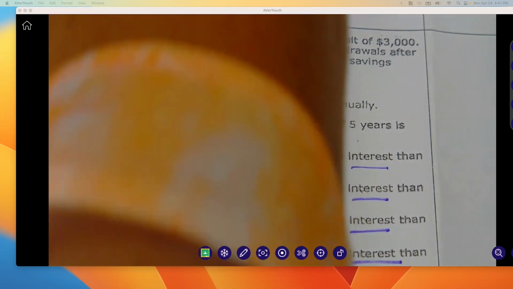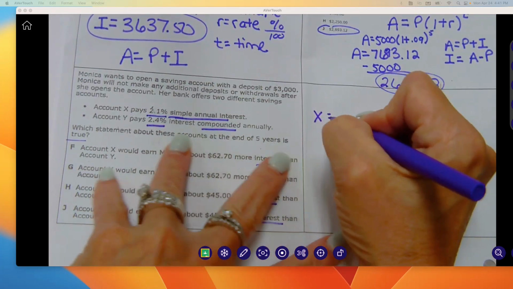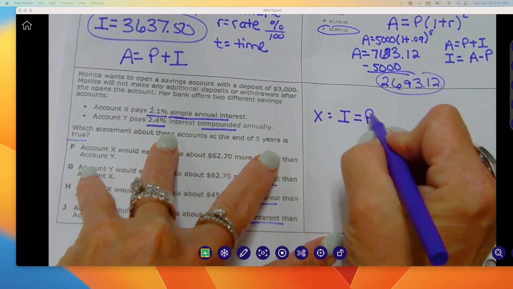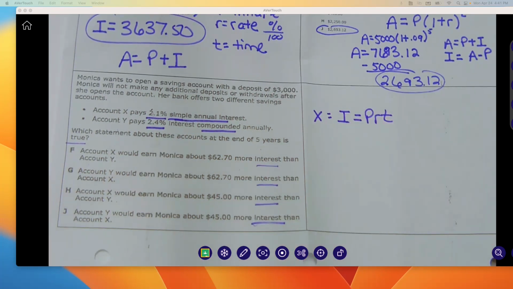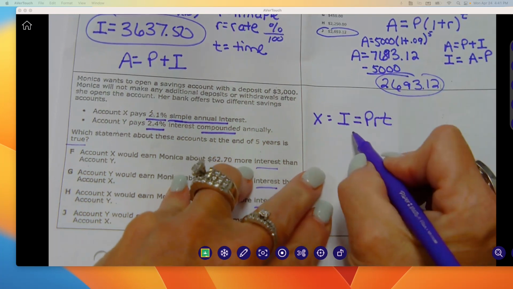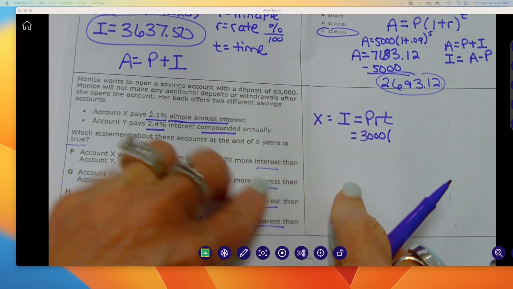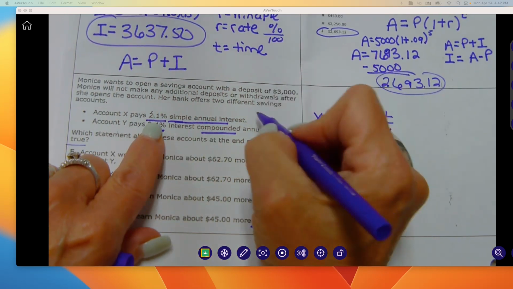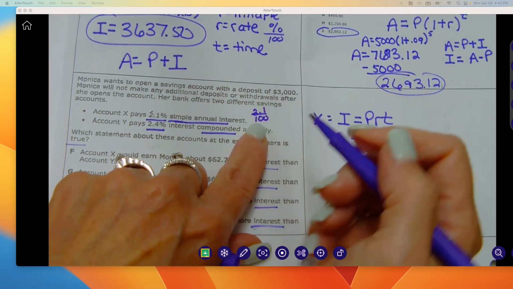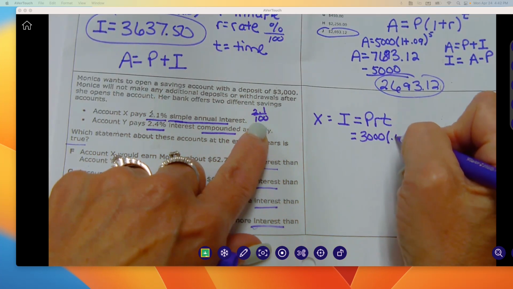Okay. So I'm going to come over here. So for account X, it's simple interest. So simple interest is I is equal to PRT. Now we're only looking at interest, so that's perfect. That's what we get is I. So I'm going to plug in my principal is 3,000 times my rate. Remember, I have a percent, so I have to divide by 100. So I'm going to put in 2.1 divided by 100, and I'm going to get 0.021.